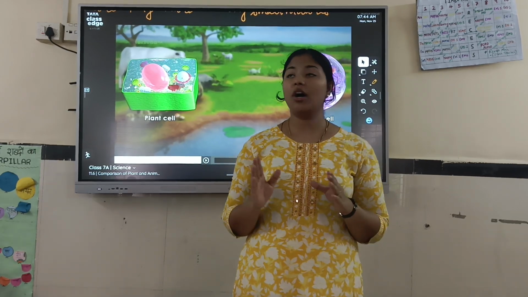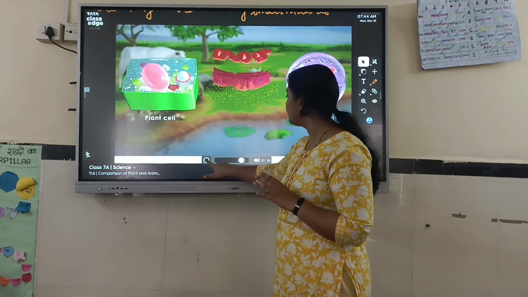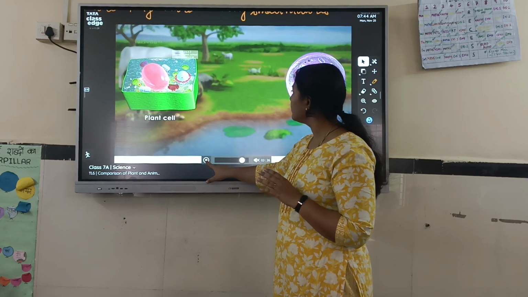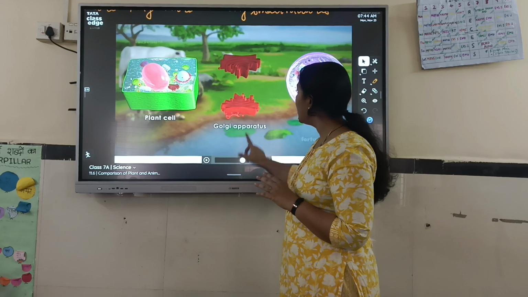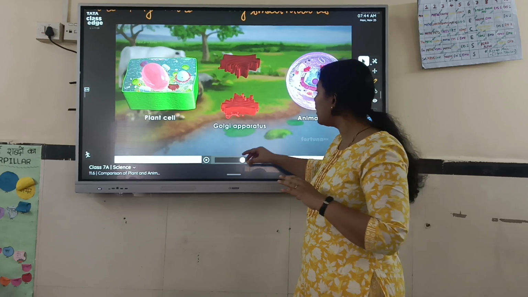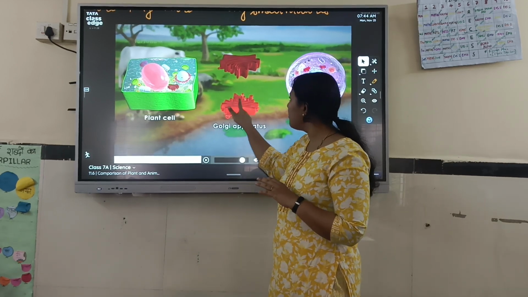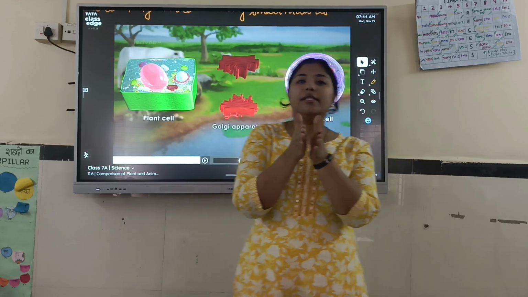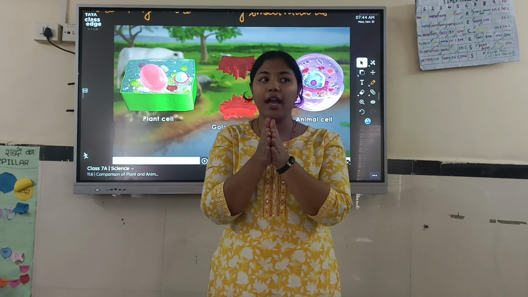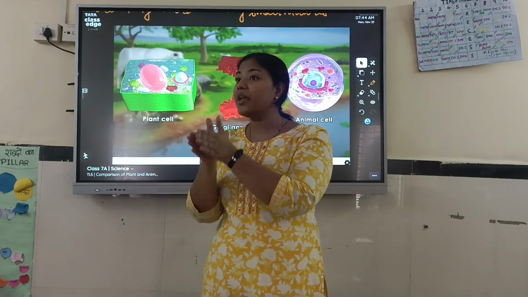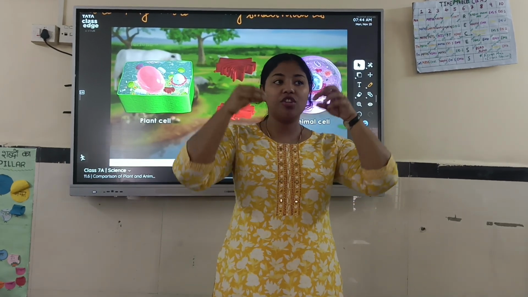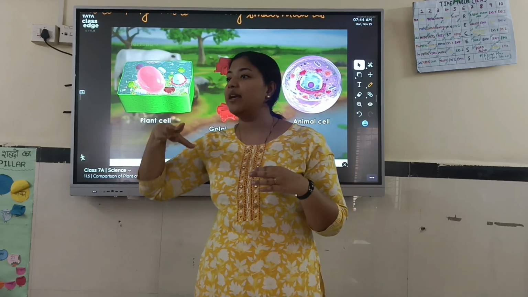Now, in this Golgi apparatus, if you see the structure, this looks very similar to the endoplasmic reticulum. Can you see the multiple folds here? These are flat sacs known as cisternae. They are arranged parallel to each other, and inside each sac we have enzymes.